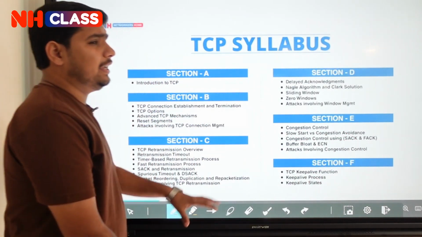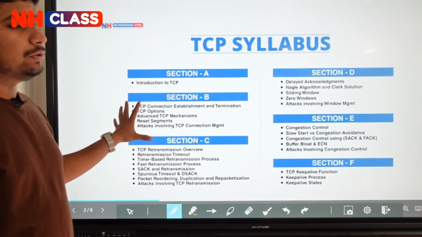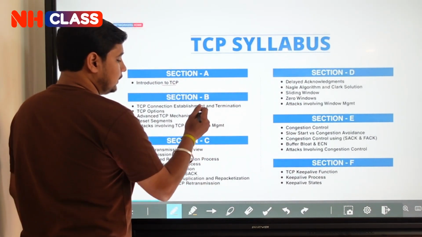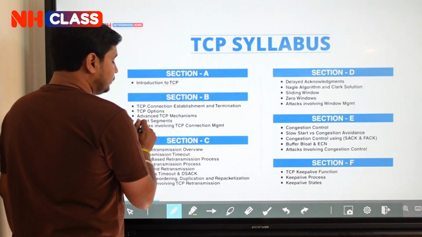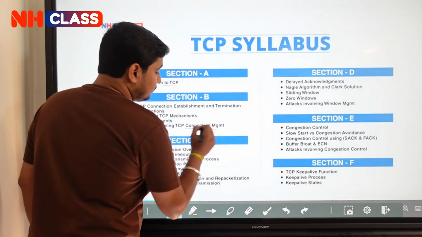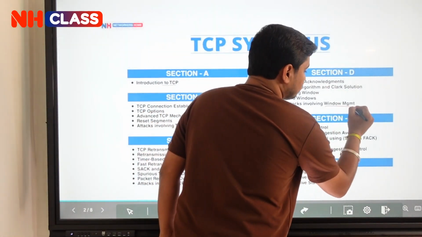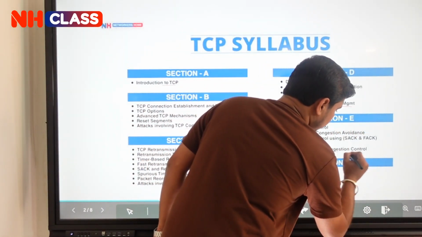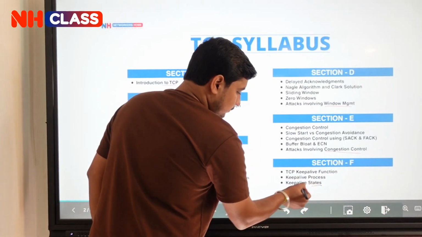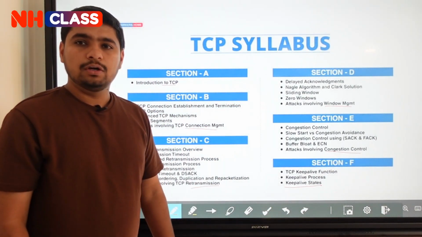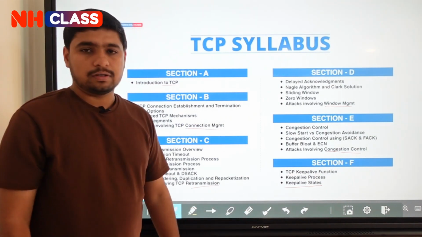So I have divided the overall TCP syllabus into different sections. This is for introduction, then it's about connection management. This is retransmission related, this is window management related, this is about congestion control, and this is about the keep alive states. Okay guys, so these are the things which we are going to be covering.